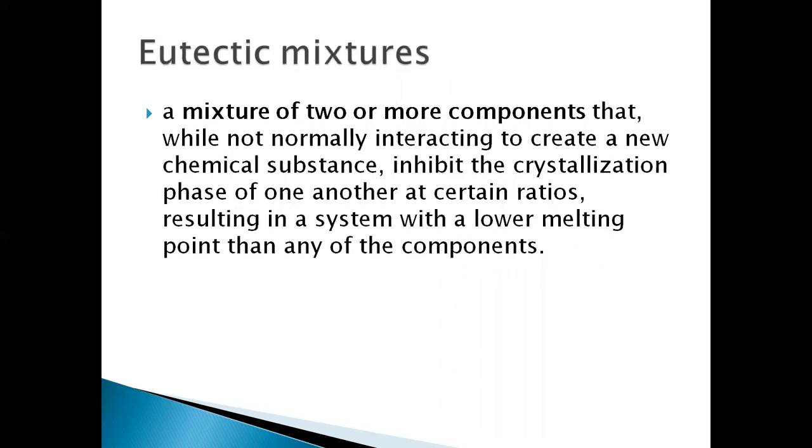Next, eutectic mixture. A eutectic mixture is a mixture of two or more components which normally do not interact to create a new chemical substance. They inhibit the crystallization of one another at certain ratios, resulting in a system with a lower melting point. So these eutectic mixtures result in a system with a lower melting point when mixed together.